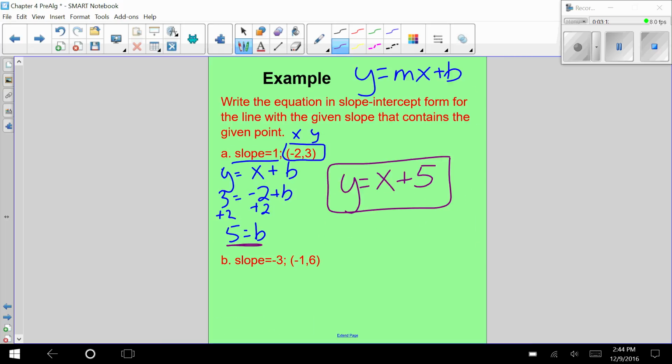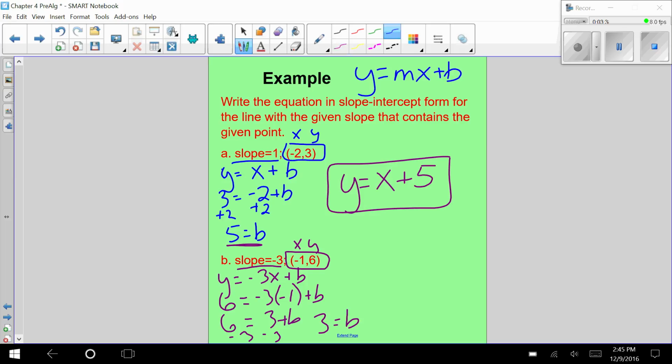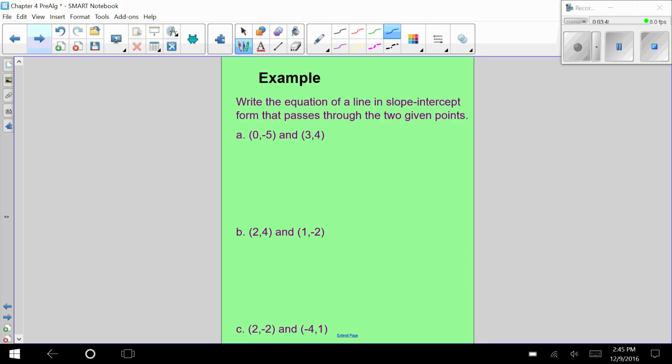Let's try the second one. Our slope is -3, so I do y equals -3x plus b. Now I'm going to plug in these numbers for x and y. Y is 6 equals -3 times -1 plus b. So 6 equals 3 plus b. Subtract 3 off of each side, I get 3 equals b. So my equation will be y equals, my slope was still -3, x plus, my b is 3. There's my function rule.